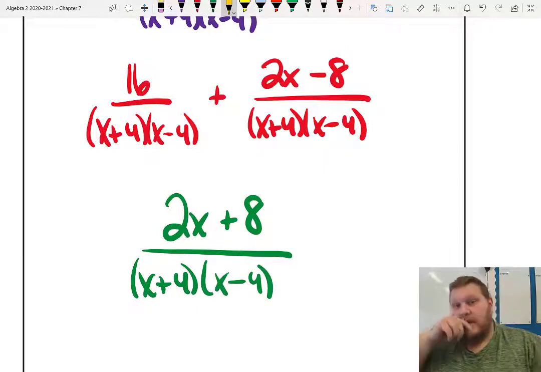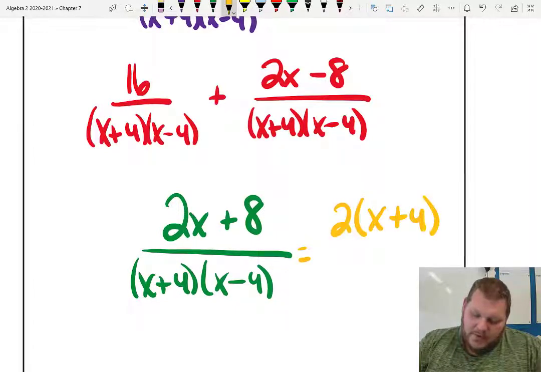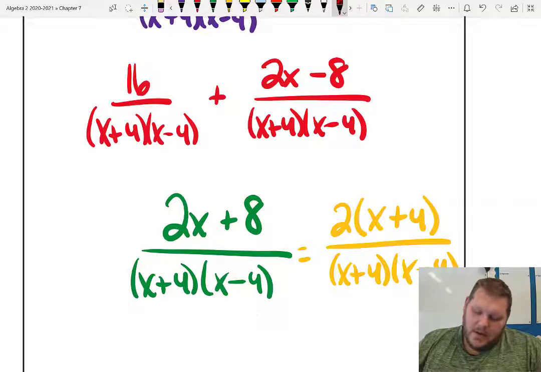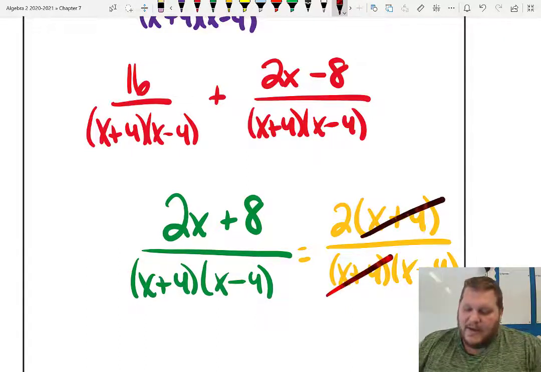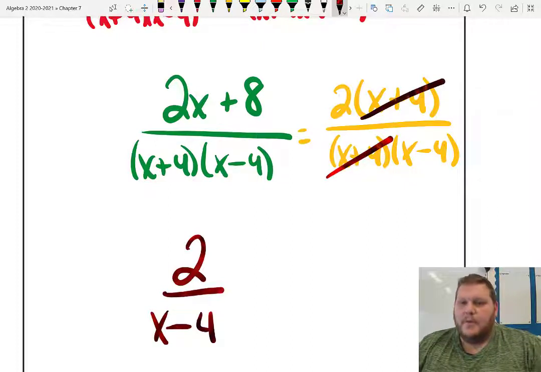And now I do have something that factors here. My 2 factors out up top and leaves me with x plus 4. And I still have x plus 4, x minus 4 in my denominator. So now we see with this, I do have x plus 4 on top and bottom that cancels out like we did in 7.1. And my final simplification is 2 over x minus 4.